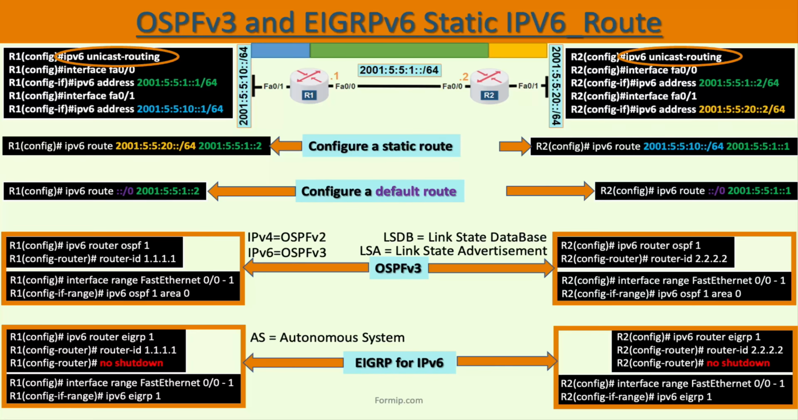So, by default, the protocol is off. That's why you have to set it up with a no shutdown. And then, all that remains is to do an ipv6 eigrp 1 on the interfaces, so that it starts looking for its neighbors and can advertise its networks.